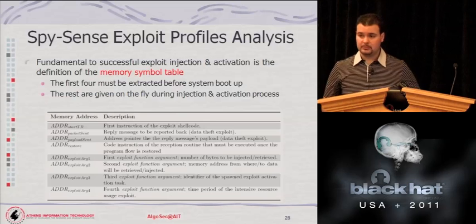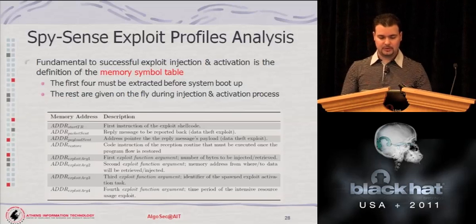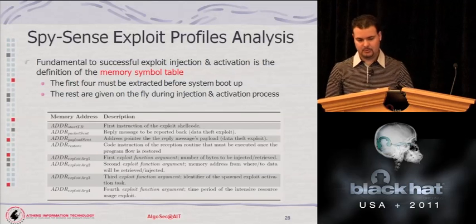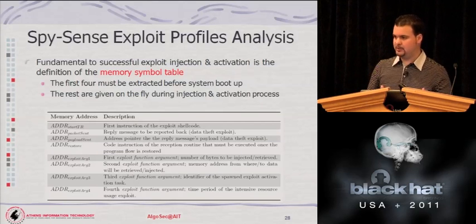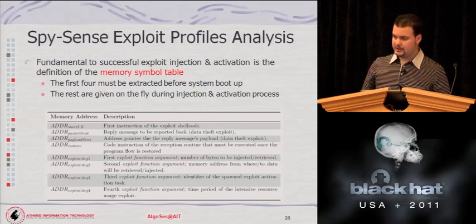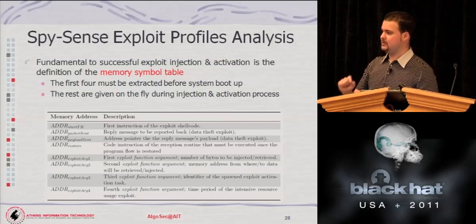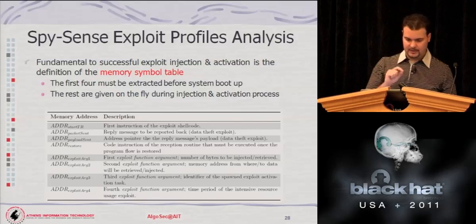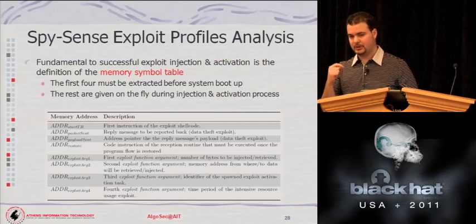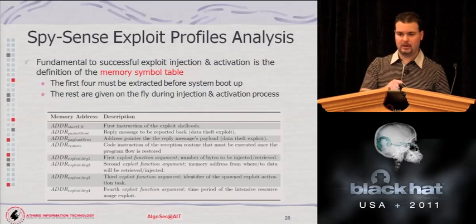Now we are going to look into details about this shellcode, and we are going to analyze the exploit profiles. Before doing that, the important thing is to understand this memory symbol table. Once you inject or activate an exploit, you have to give, as we said, some specific memory addresses. The first four must be extracted before system boot up, and you have to give them as configuration properties in the system. These are the ones that we talked about before.